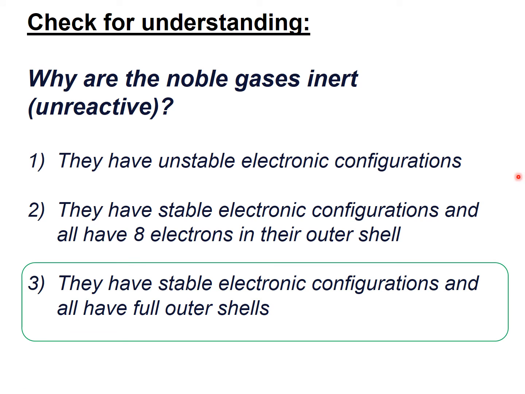Number 1 is incorrect because they all have stable electronic configurations, meaning they don't need to gain or lose any electrons. This is what makes them unreactive. Number 2 is incorrect because they do not all have 8 electrons in their outer shells. Remember, helium has 2 electrons, so we need to use the correct wording here and not say they all have 8 electrons. We need to say, like in answer 3, they all have full outer shells.